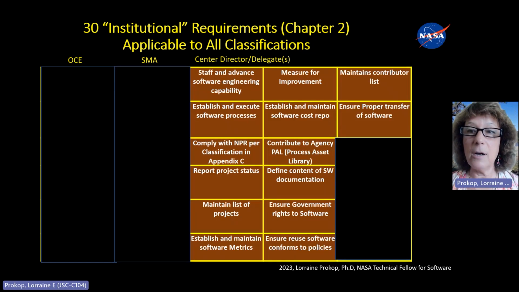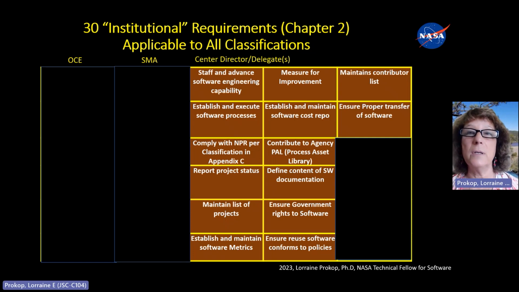So the next large chunk of this 30 all start with the words the center shall, center director shall. And what this means is the responsibility for these requirements has been delegated to each NASA center. And it's usually not the center director, it's a delegate, usually maybe the software system manager or technical lead, whatever the title is, the person responsible for the software at the center.